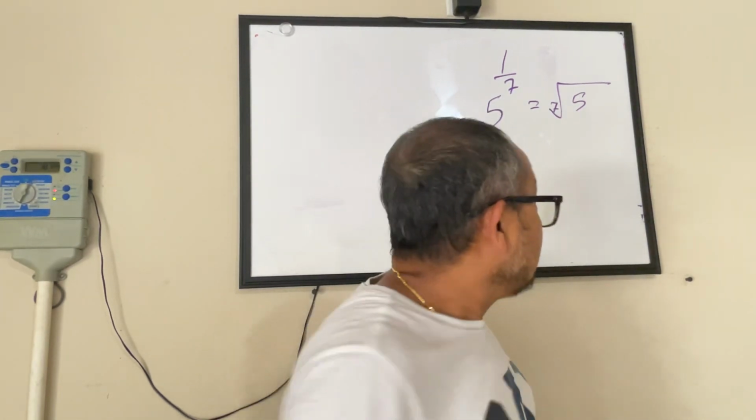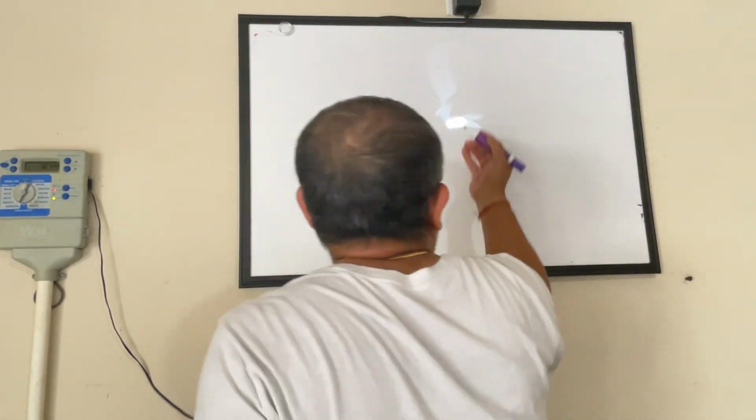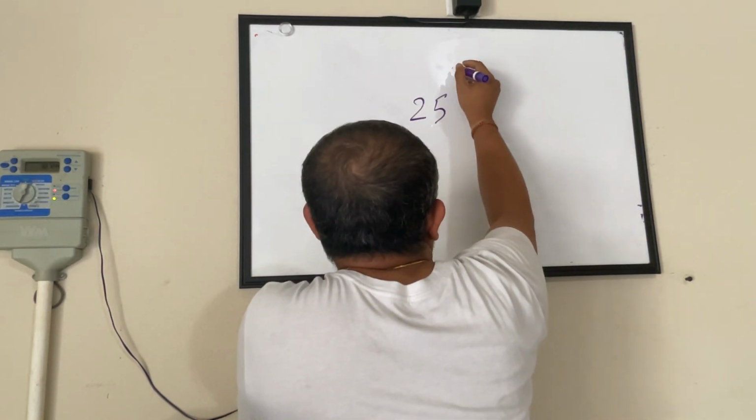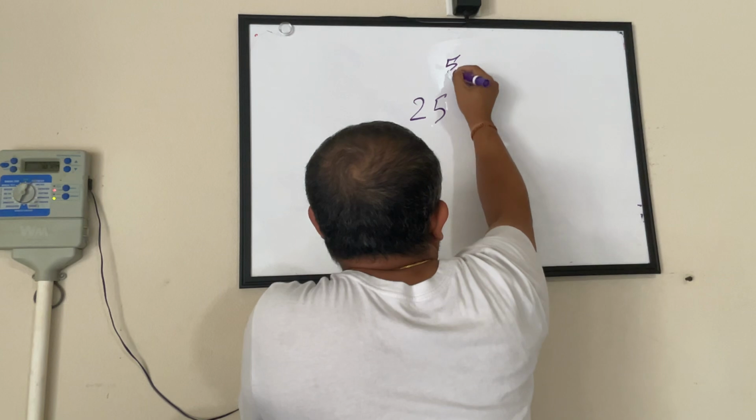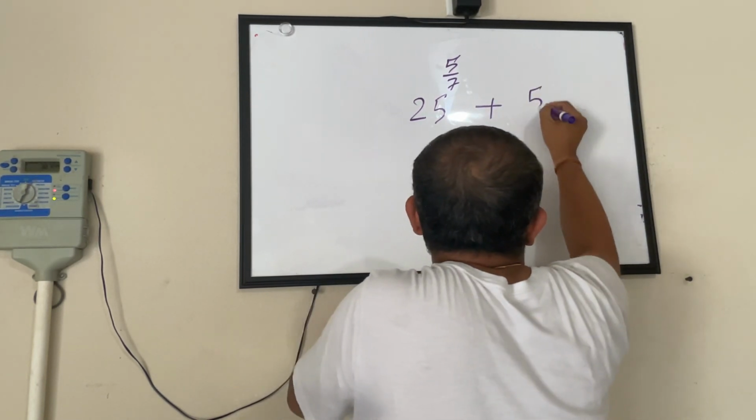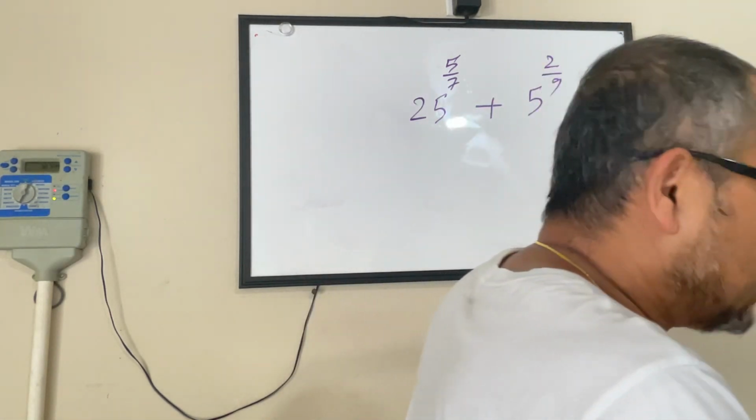Okay. Now, one more question. 25 to the power 5 by 7 plus 5 to the power 2 by 9. Who can add this for me?